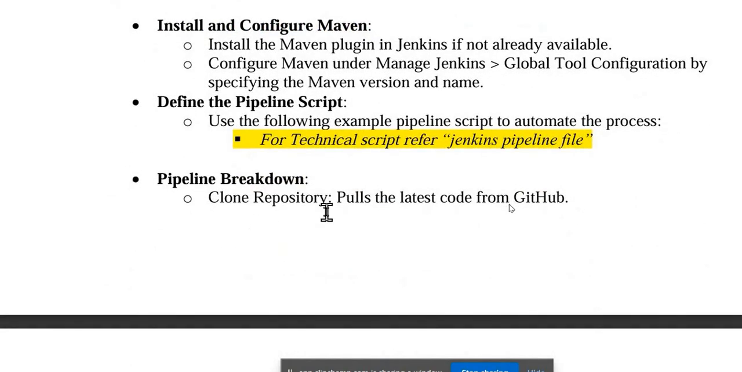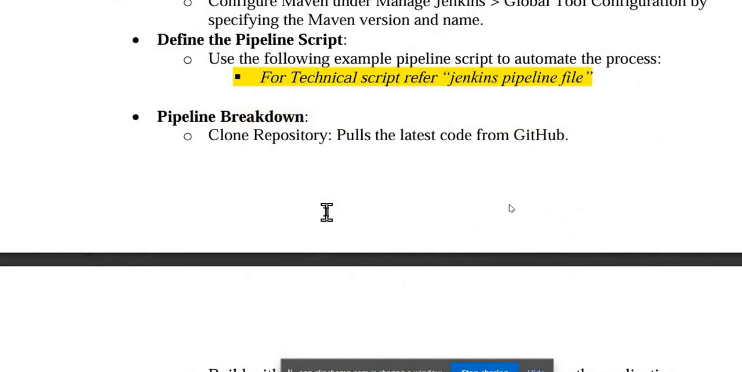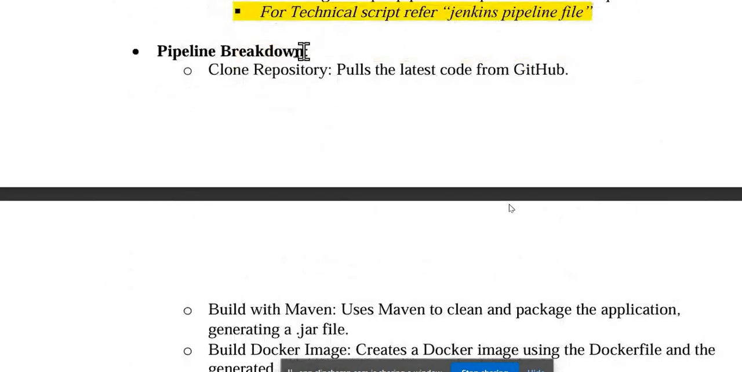Next is a pipeline breakdown. So in the pipeline we will have multiple stages. What are the stages we will come across if any new commits have happened to the GitHub repository? Assume that the developer has committed new changes to their repository. These are the stages that will happen once a new commit has been made.